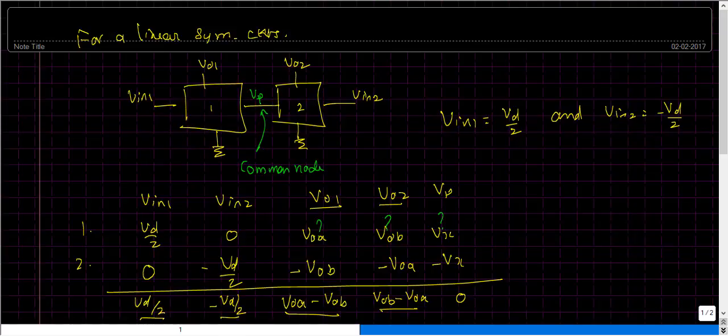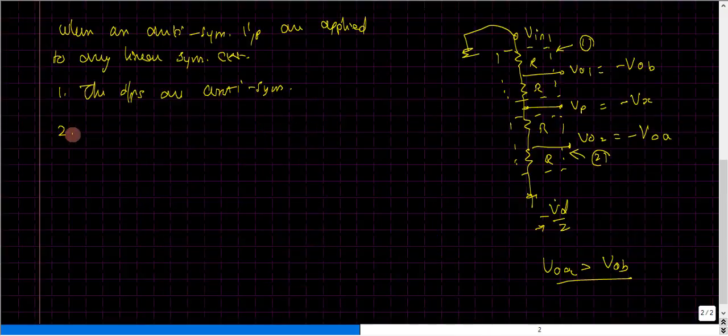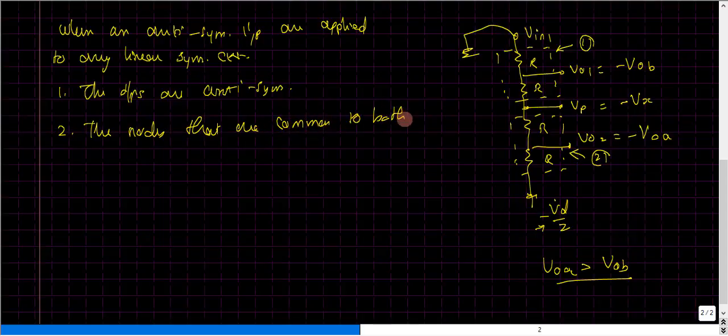The second important result that I can derive is what happened to the common node that we had here, this node VP. So this node VP basically goes to ground. That is the second observation that I'm going to make from the discussion. The nodes that are common to both halves of the symmetric circuit go to 0. So in general, the common node goes to 0.